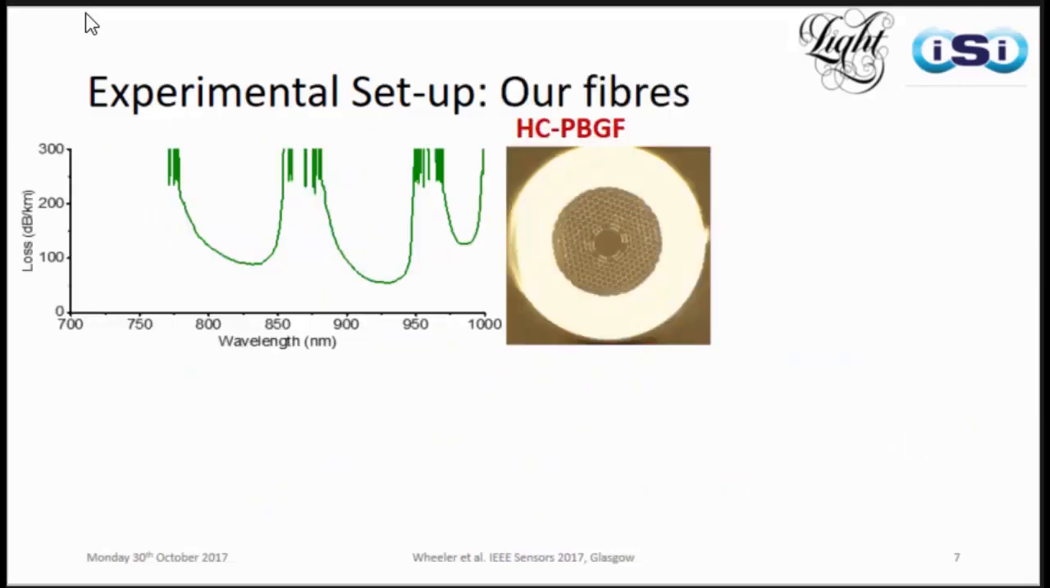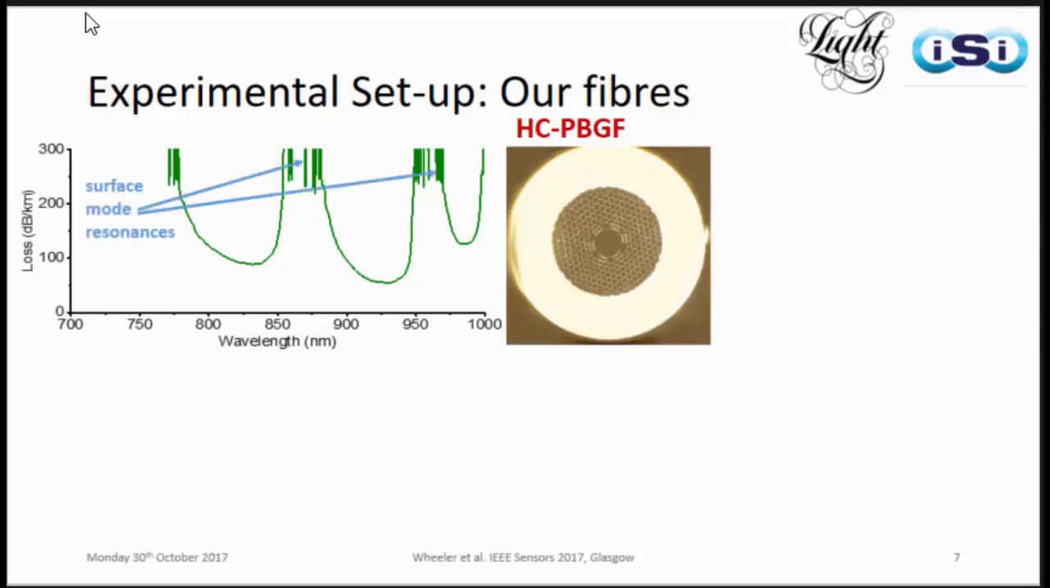So I'll just show you a bit more detail on the fibres that we're using. First, we'll look at the hollow core photonic bandgap fibre. So here's a bigger image of the fibre, and on the left, we've got the fibre loss as a function of wavelength. We can see that we do have low loss in certain spectral regions, but from the bandgap mechanism, you only have a relatively narrow region of operation for this fibre.